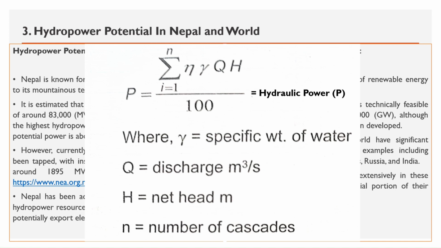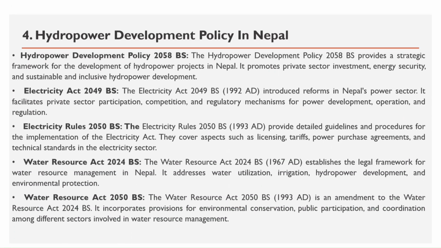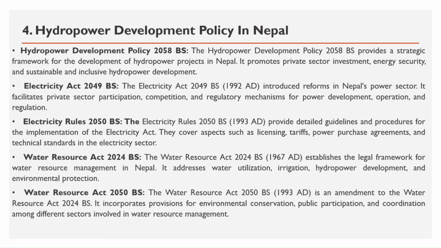The potential hydropower can be calculated using the formula as shown in the figures, as shown on your display screen. You can calculate the power of any hydropower project using this formula. Now we go to the hydropower development policy in Nepal.